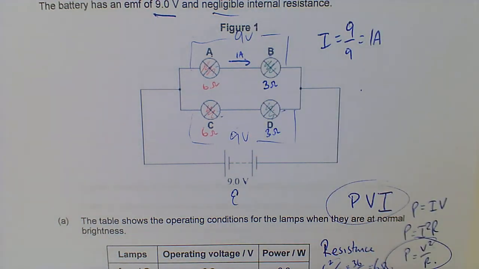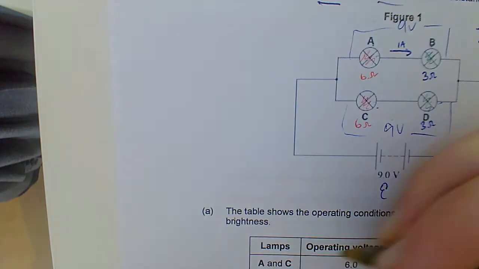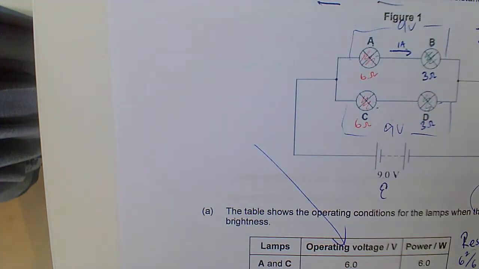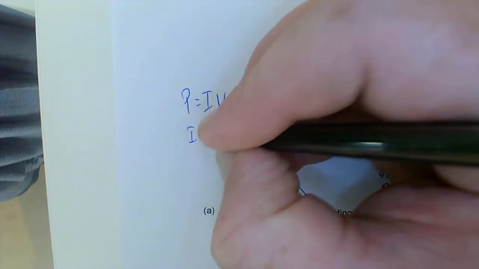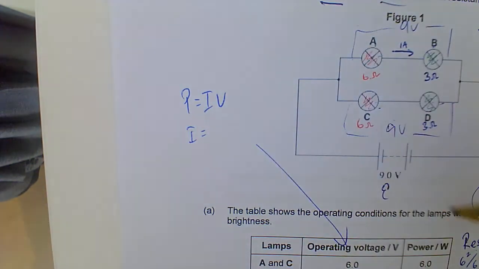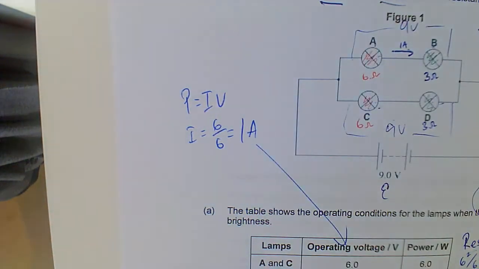Now we need to know which one wants 1 amp. Using the data from down here, P equals IV, so I equals P over V for A and C. We've got 6 over 6, 1 amp.